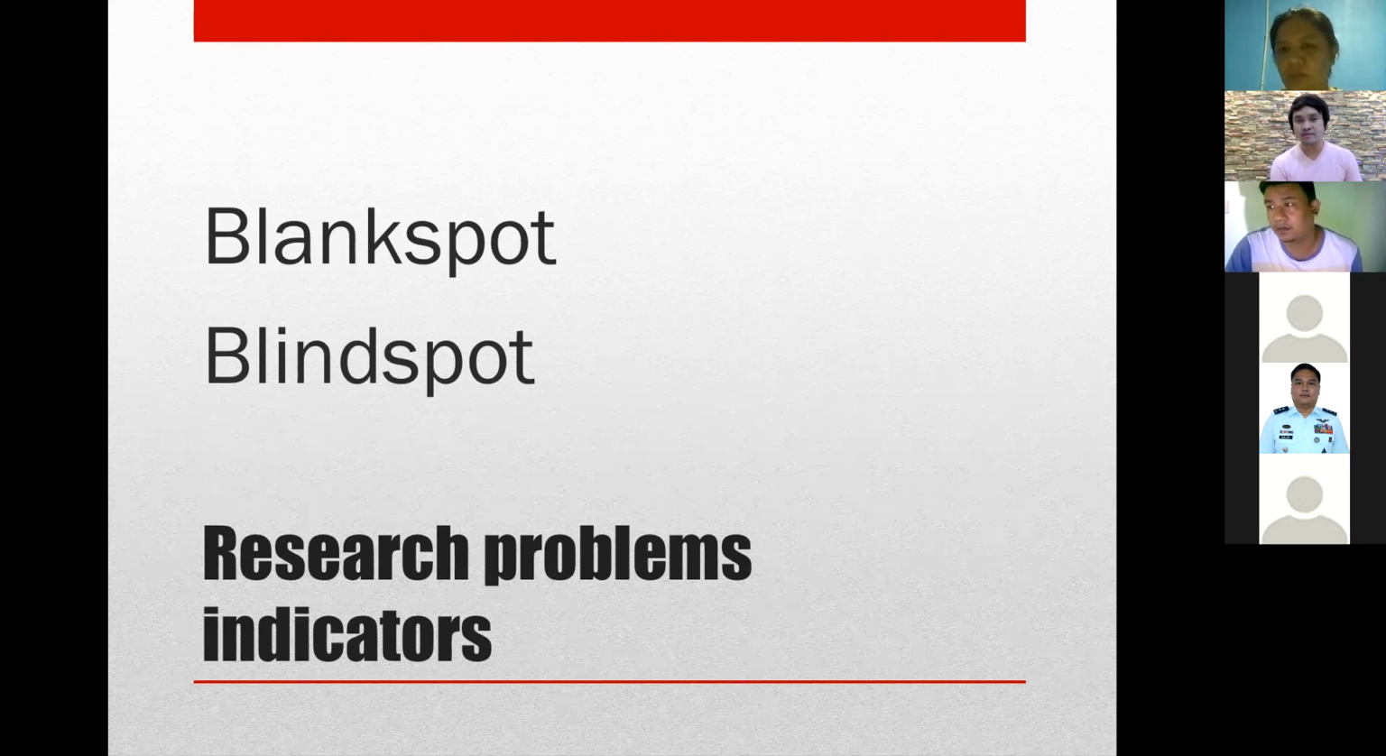Change the topic. Change the topic. Assume. What else? You'll make your own framework based from your... You make your own framework based from your answers ng mga respondents.